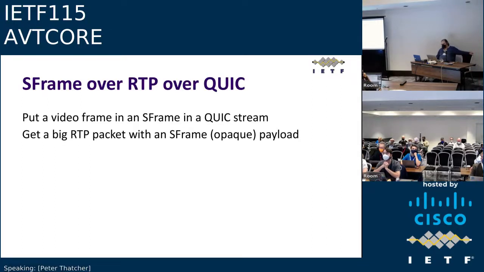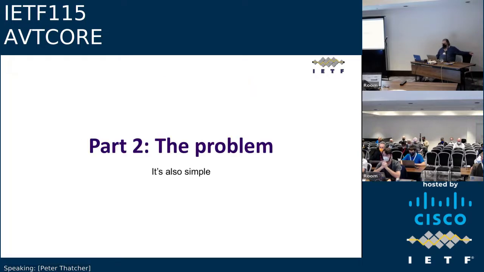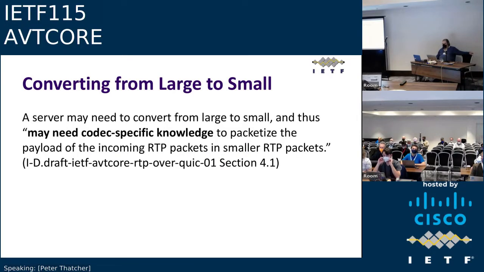So if you do SFrame over RTP over QUIC, you put a video frame in an SFrame and a QUIC stream, and you get a big RTP packet with an SFrame payload, which is opaque because it's encrypted. Next slide. So what's the problem? Described in the issue. Next slide. It is that what it says in section 4.1 of the RTP over QUIC draft, that you may need codec-specific knowledge to packetize the payload of incoming RTP packets into smaller RTP packets. Next slide.